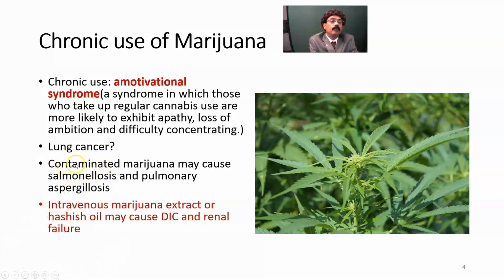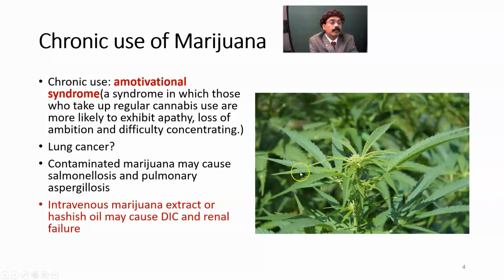Sometimes people contaminate the marijuana to get more high. They contaminate it with food or many other particles, and may contaminate it with some herbicide like paraquat. Contaminated marijuana may cause salmonellosis and pulmonary aspergillosis. Intravenous marijuana extract or hashish oil may cause DIC, disseminated intravascular coagulation, and renal failure, kidney failure.